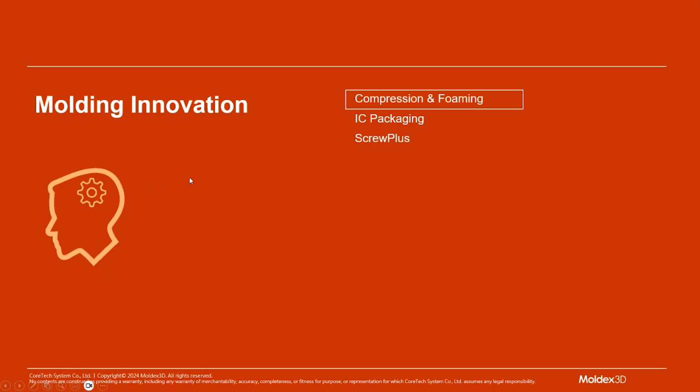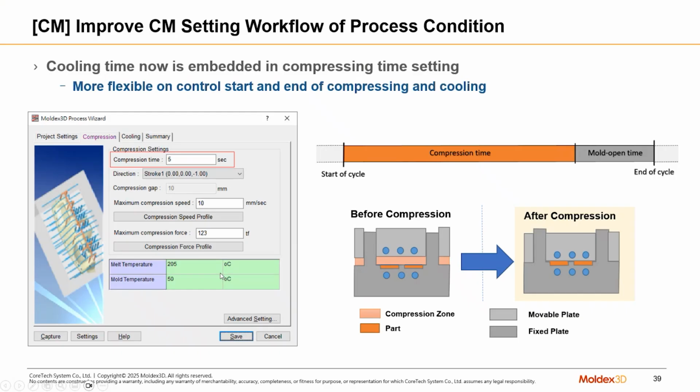All right, and then from the molding innovation side, we have three sections of improvements: compression and foaming, and then IC packaging and our plastification analysis through ScrewPlus. For compression molding, pretty big change to the process condition is that the cooling is now a part of your compression time. So before, the compression time input was just the amount of time for the compression surface to go from wherever it started to wherever it should finish, and also how long it was going to stay there.